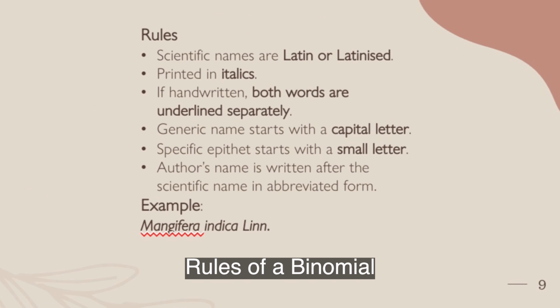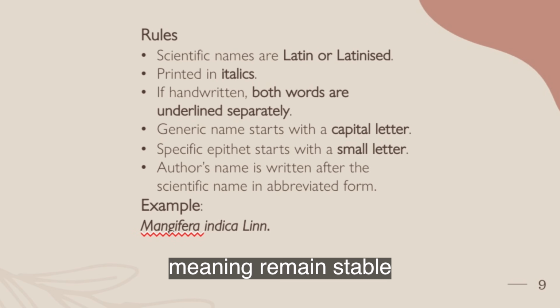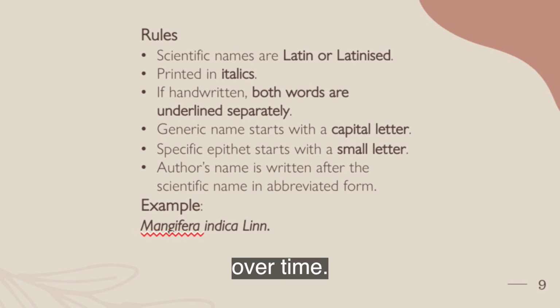Rules of binomial nomenclature. First, scientific names are Latin or Latinized. Scientific names are written in a Latin or Latinized form because Latin is a universal scientific language and its meaning remains stable over time. Second, printed in italics.